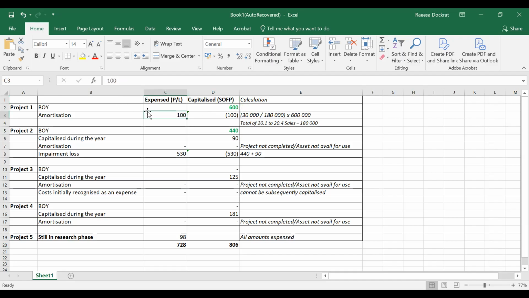So to start off with, they gave us the brought forward capitalized amount of 600. Okay, so we know that we have a capitalized amount of 600. Then we know that because it's completed and they're already using the item, we need to then go and amortize this asset, right? Now, the method of amortization, just like depreciation, you choose the most relevant method of amortizing that asset. So in this case, they told us that the carrying amount of the capitalized costs will be covered through the sale of the product, okay?